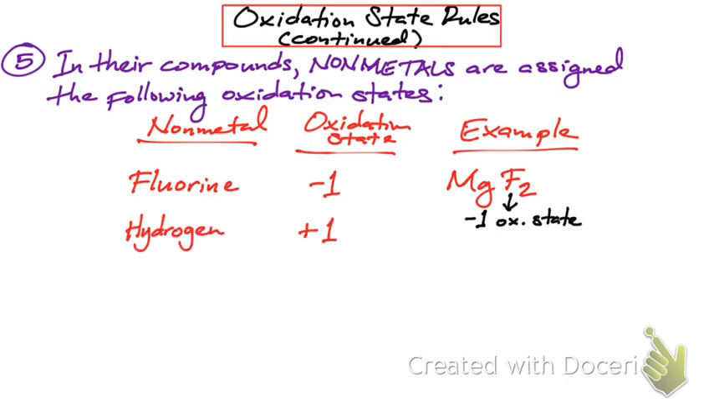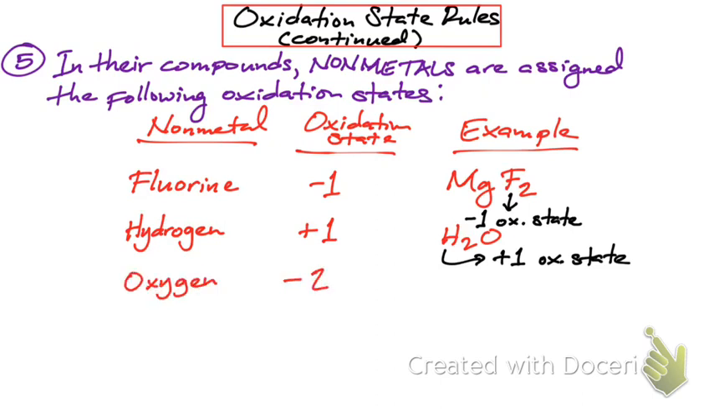For hydrogen, it would have a +1 oxidation state. An example is in the water molecule, right? So each hydrogen in this example here would have a +1 oxidation number. Oxygen would have a -2 oxidation state. An example would be in carbon dioxide. We have CO2 here, right? So oxygen would have a -2 oxidation state.